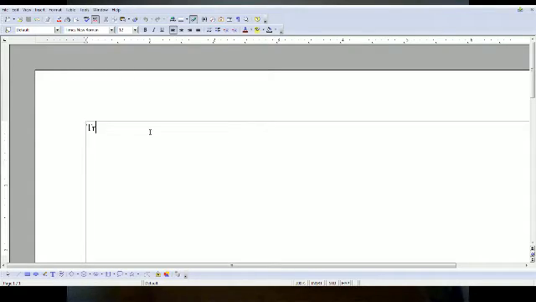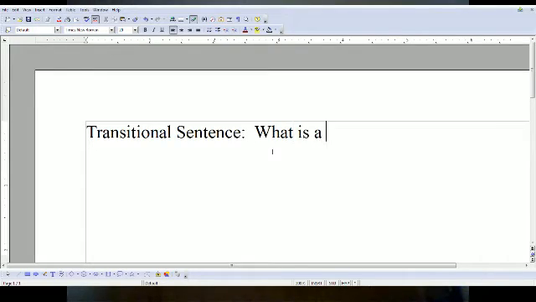Okay, so let's talk about the transitional sentence, right? This is what we want to look at right now. Let me make it a little bit bigger here too. I don't want to overdo it here, but I want to make sure everybody can see this. Okay, so a transitional sentence. First of all, what is a transitional sentence, right? What is it?